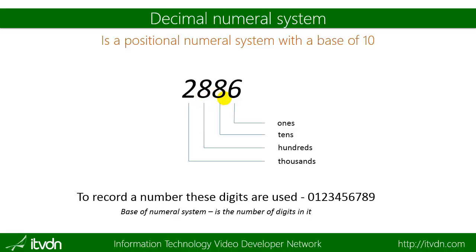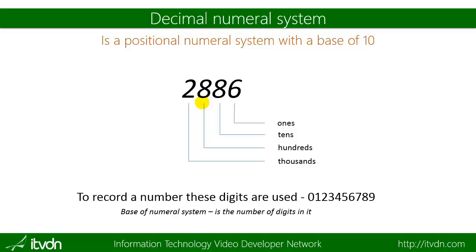Recording numbers in the decimal numeral system, we use the following digits: 0, 1, 2, 3, 4, 5, 6, 7, 8, 9, and then we have 10, and so on and so forth. So these numbers are the numbers that we use to form any number we want. By putting them in the right position, we can allocate the right value to them.